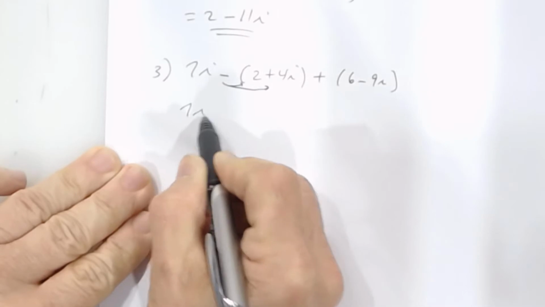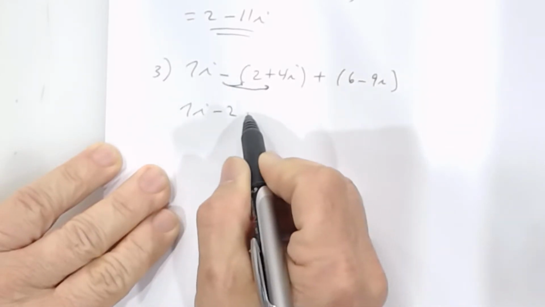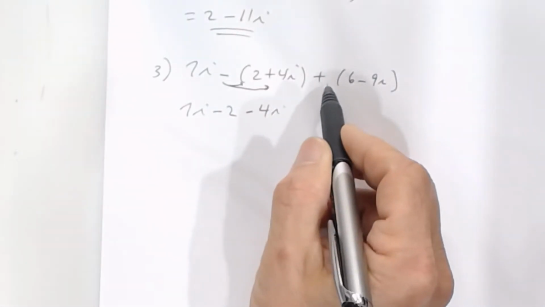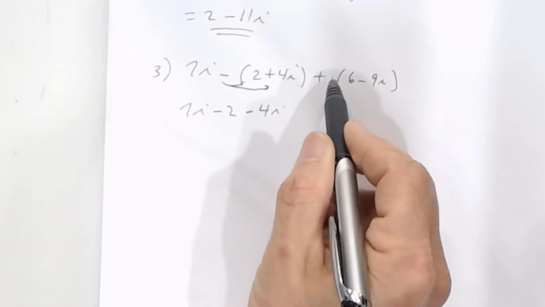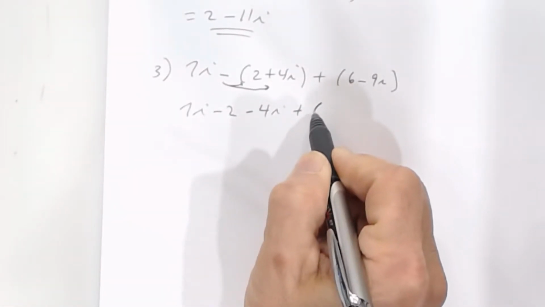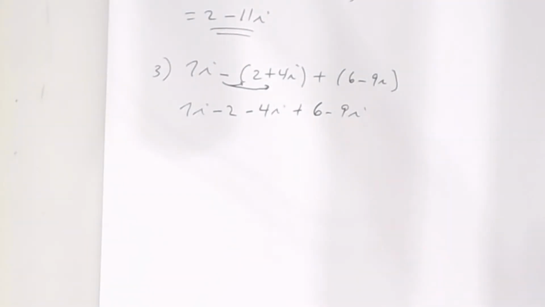So this becomes 7i minus 2 minus 4i, and here you're really going to distribute what number? 1. So you're going to be left with what? 6 minus 9i. So if you want to just get rid of the parentheses, that's fine. It's no big deal at all.